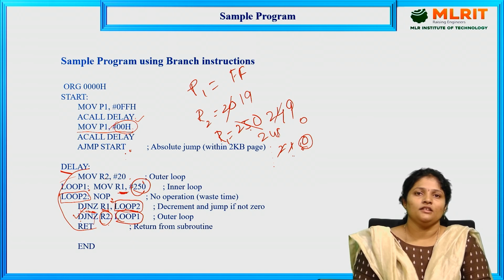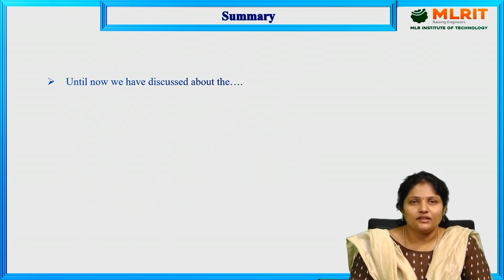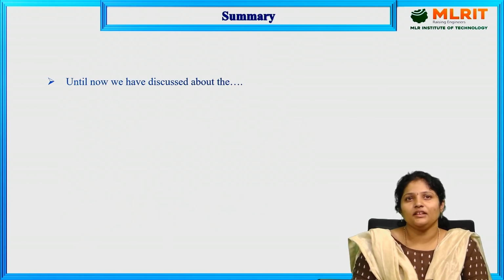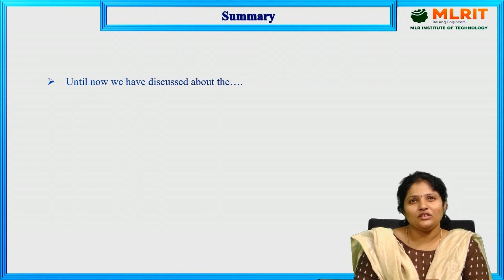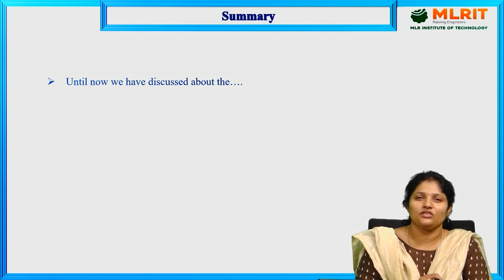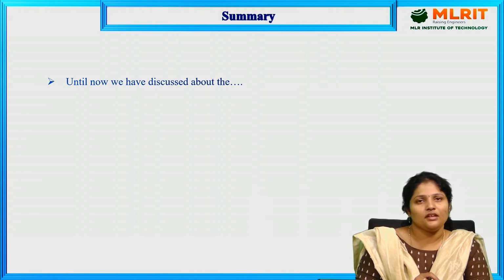Okay. So until now we have discussed the branching instructions and the different types of branching instructions: conditional branch instructions, unconditional branch instructions, and jump instructions.